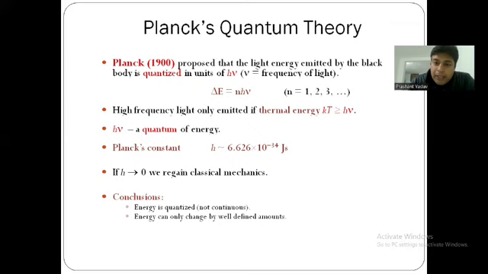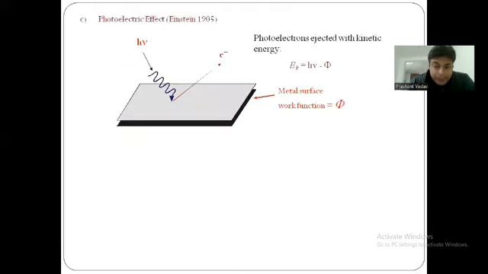So the conclusions from the Planck quantum theory are: energy is quantized, not continuous. Energy can only be exchanged in well-defined amounts. Before quantum mechanics, before the Planck concept, it was assumed that energy is continuous and can be exchanged in a continuous manner, but Planck introduced the concept of quantization of energy. Energy can only be exchanged in terms of packets or bundles.